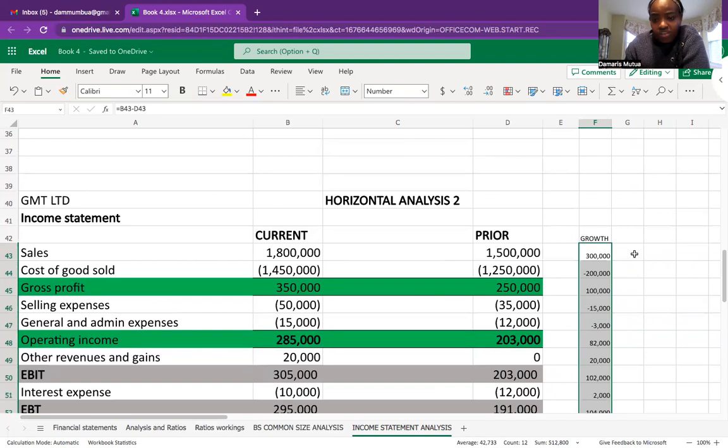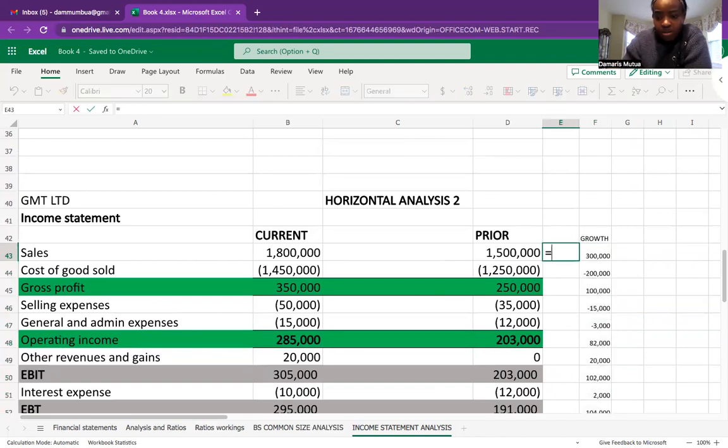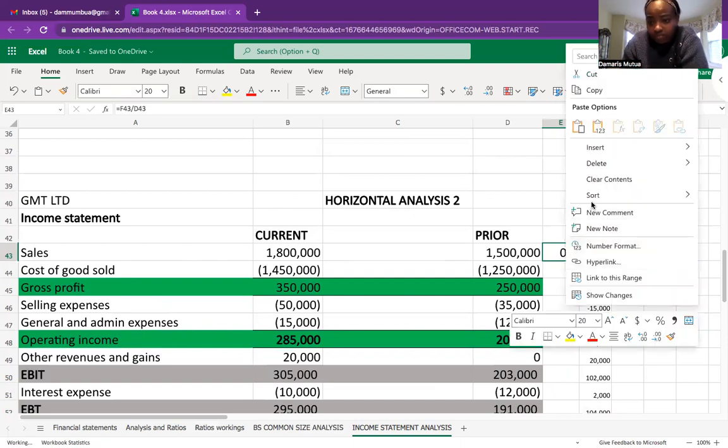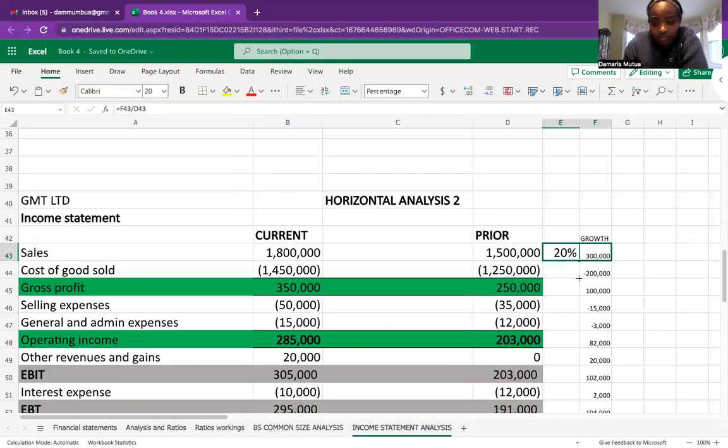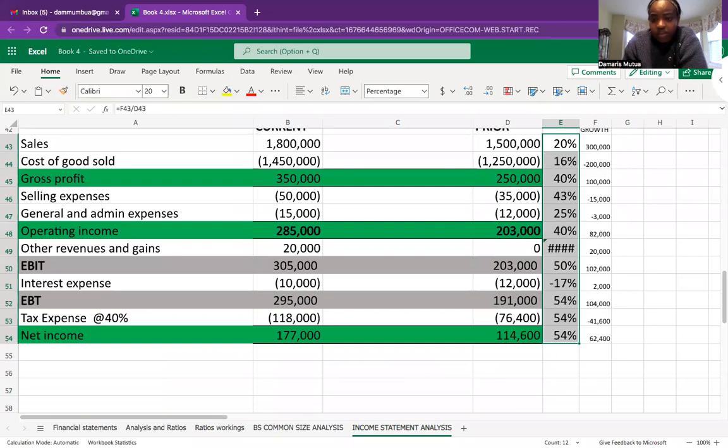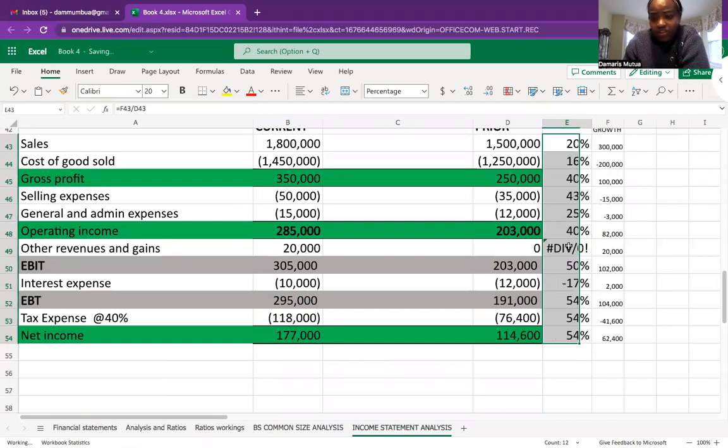Now I want to express them as a percentage of the prior period, because we are basing our growth on the prior period. We want to know from prior period to current period, how did we perform? And I want to see these as percentages. So I'm going to express them as percentages. So that is how you do it, guys. You get the growth from one period to the other.